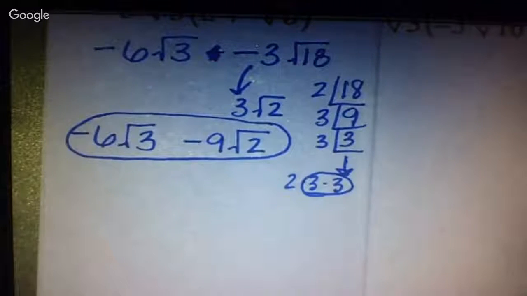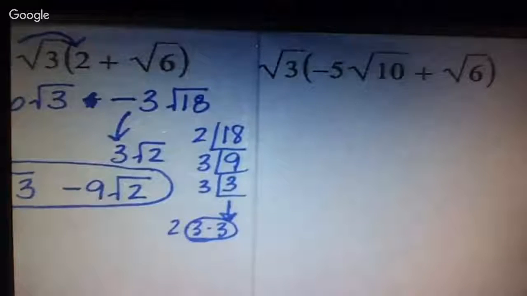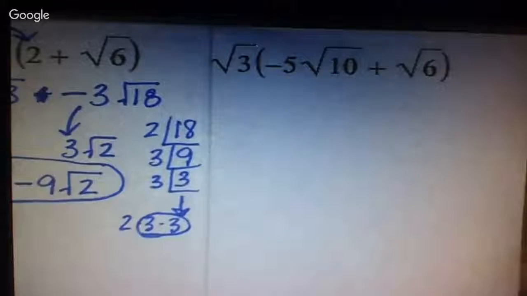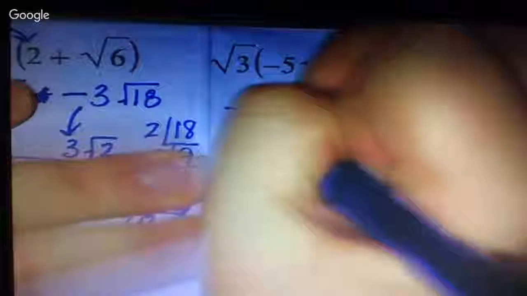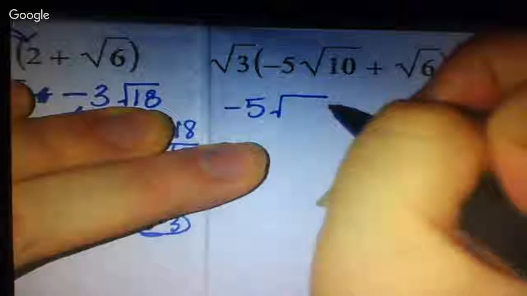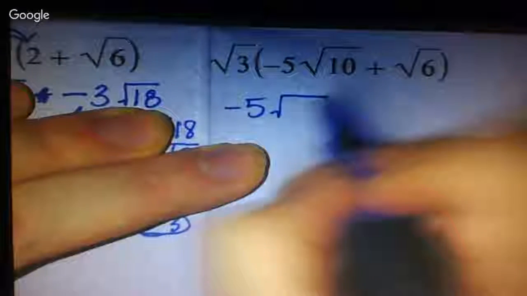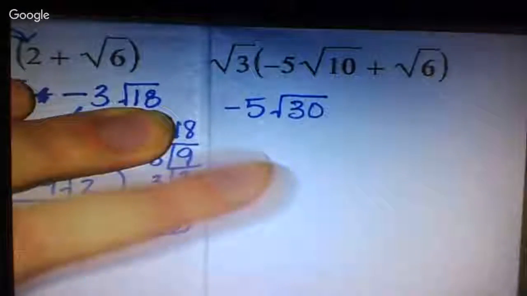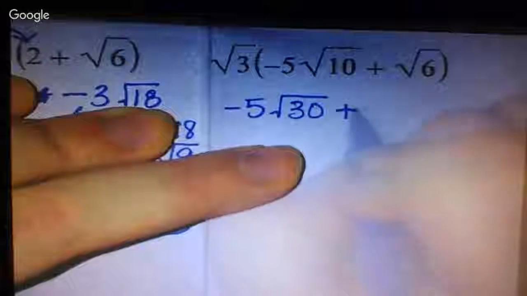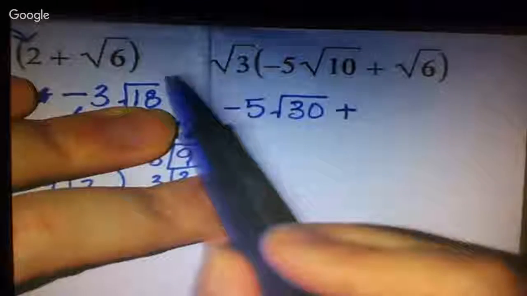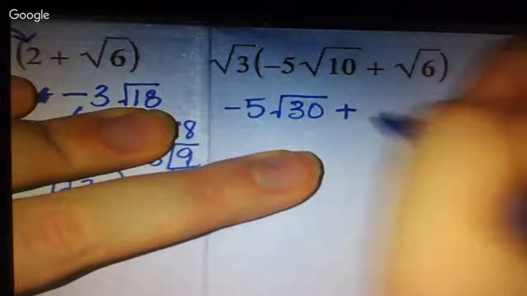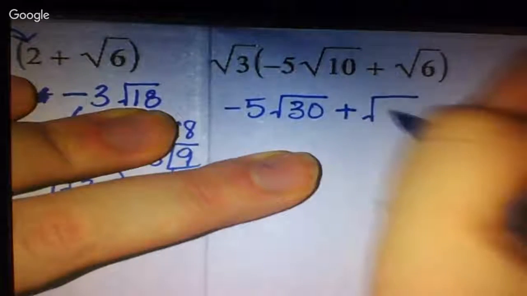Questions? All right. Let's try this last one. Square root of 3 is being multiplied by everything inside the binomial. Okay, so coefficients first. 1 and negative 5 give me negative 5. Square root of 30, good. 3 times 10 gives me 30. Plus coefficients first. 1, we're not going to write it. Square root of 18.